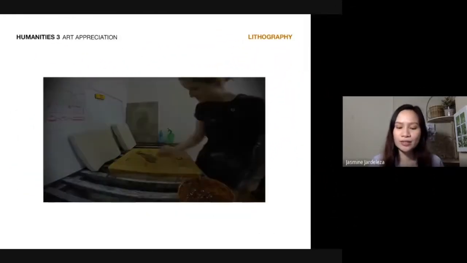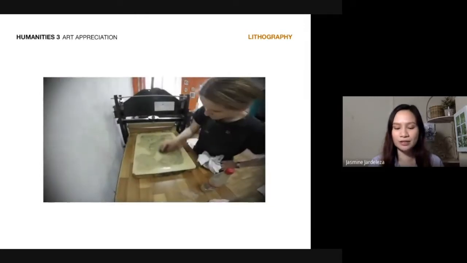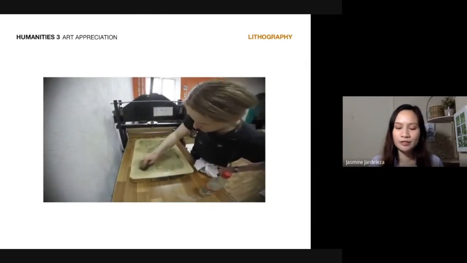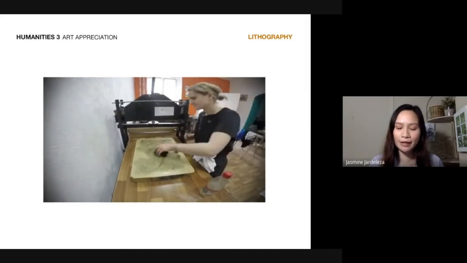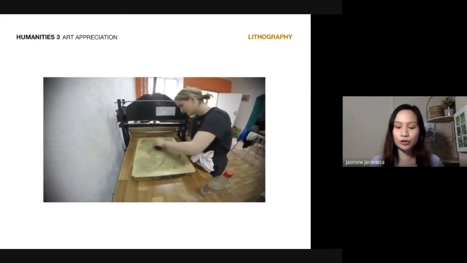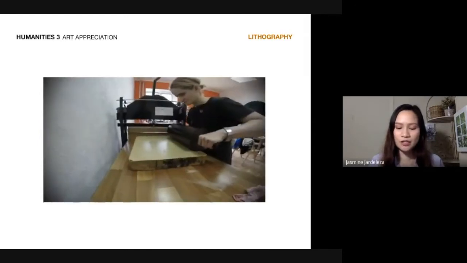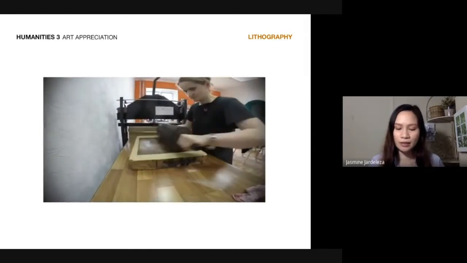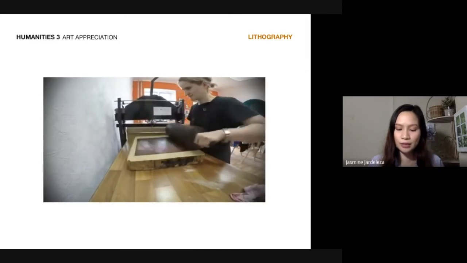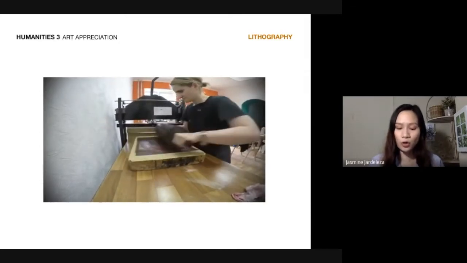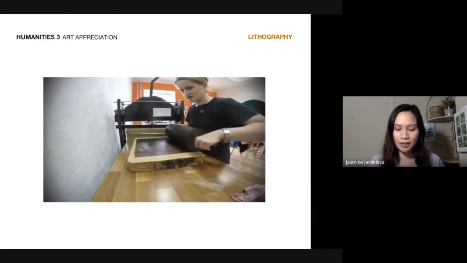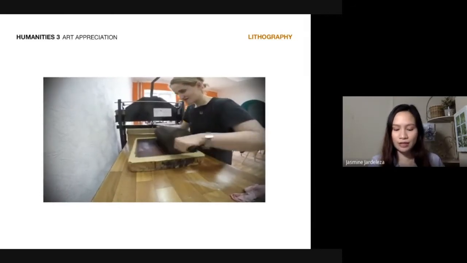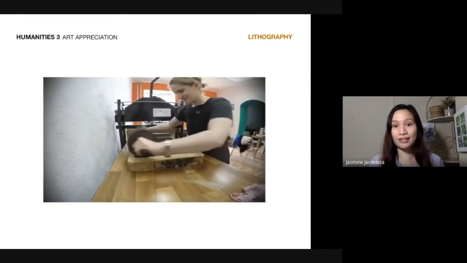Lithography is also an example of the graphic arts. Lithography is the process of printing from a flat stone or metal plate by a method based on the repulsion between grease and water. The design is put on a surface, and then the surface is treated so that the ink adheres only to areas where drawing has been done. And then ink is transferred to the paper in printing.